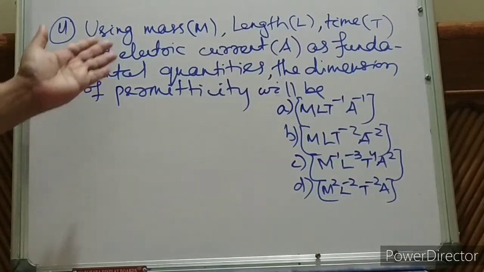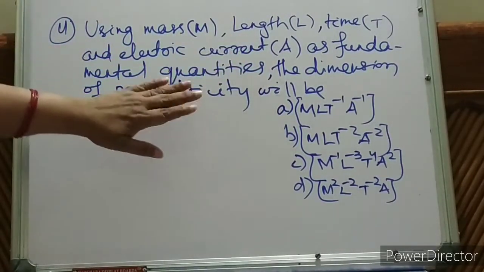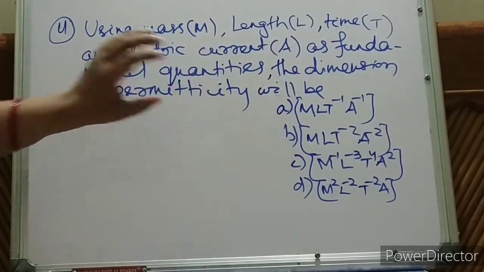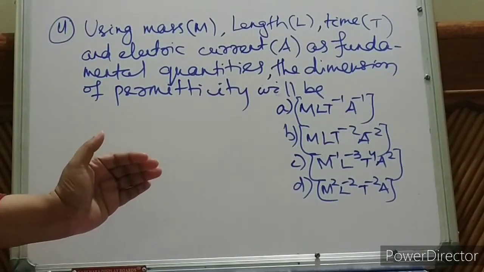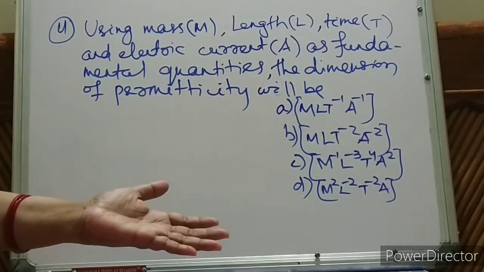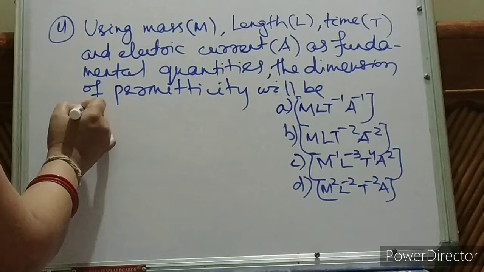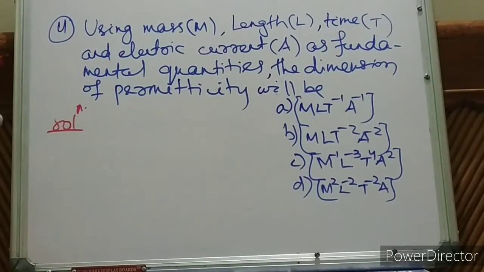The next question is, using mass, length, time and electric current as fundamental quantities, find the dimension of permittivity. This type of question I have already discussed while doing the video lectures. If you want, you can go back to the video lecture and see how I have solved it. But it is very easy. So let me do it. For each question, please pause the video, children, and you try first.